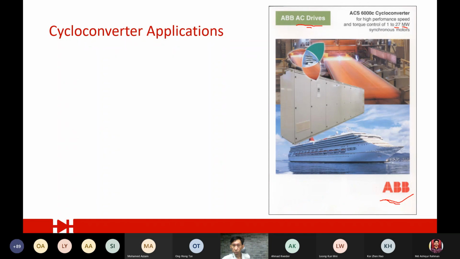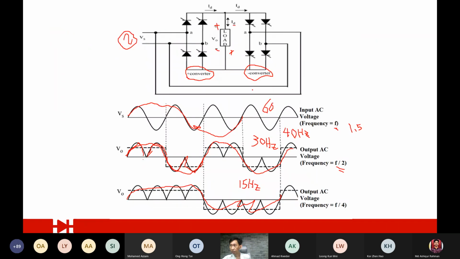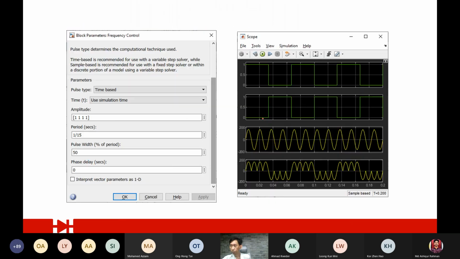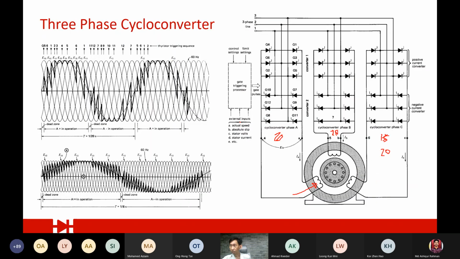Okay, so basically we are done with the cycloconverter already. Not much calculation, there's only one equation. What you need to do is just remember the drawing, for example, the very basic three-phase to single-phase, or this simple drawing, and of course the waveform. Don't worry, I won't ask you to draw this. The most is to draw this one, because it's just a set of a motor.